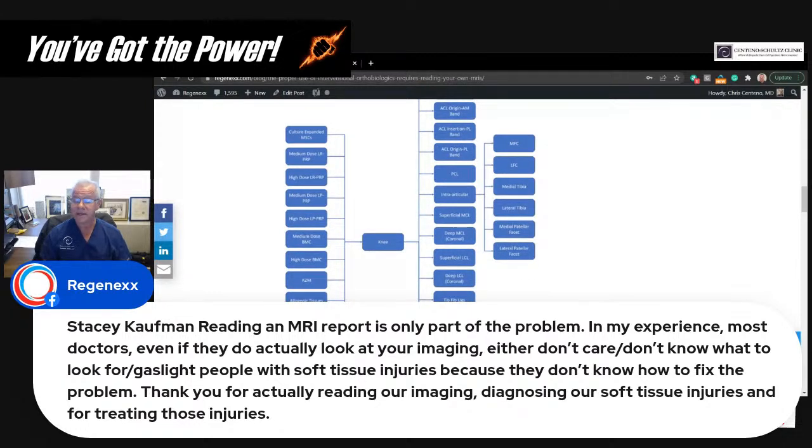The problem is that reading your own imaging takes extra time, right? It's very easy to just pick up the radiologist report, and even easier to skip the report and go right to the conclusions, those couple of numbered lines at the end, 1, 2, 3, 4. Okay, that's what's wrong. Obviously, that takes a lot less time than reading the imaging yourself and saying, oh yeah, that's a problem, and over here it's on that image too, and that matches what I found in physical exam. So that takes time.